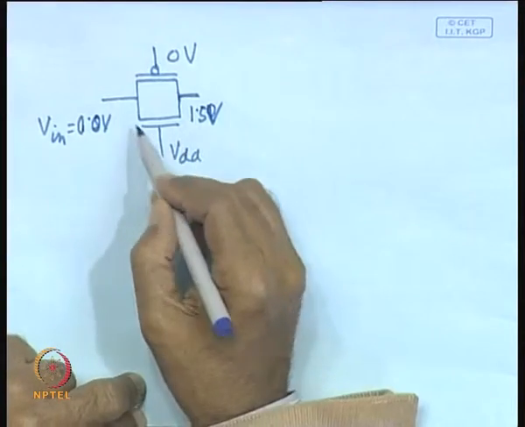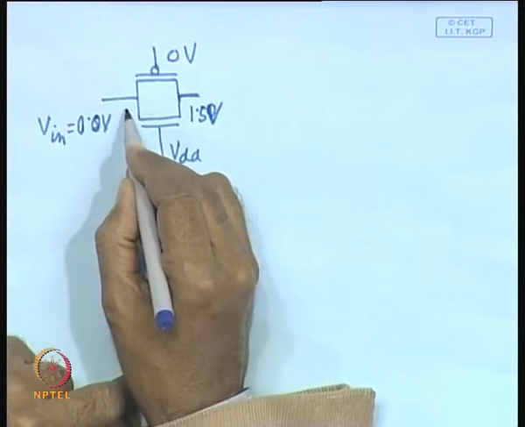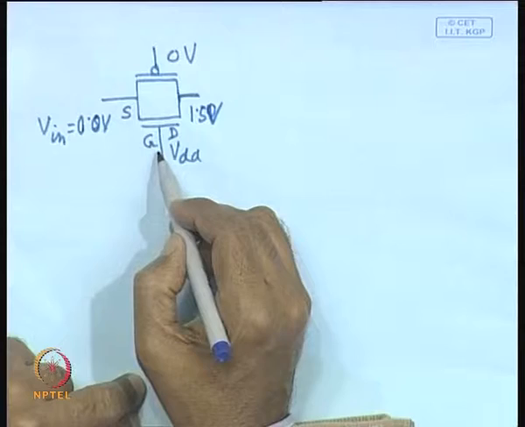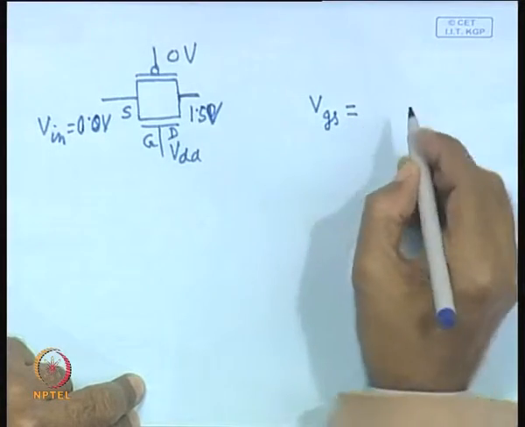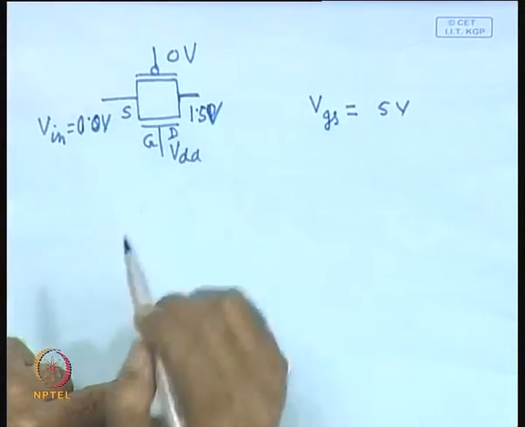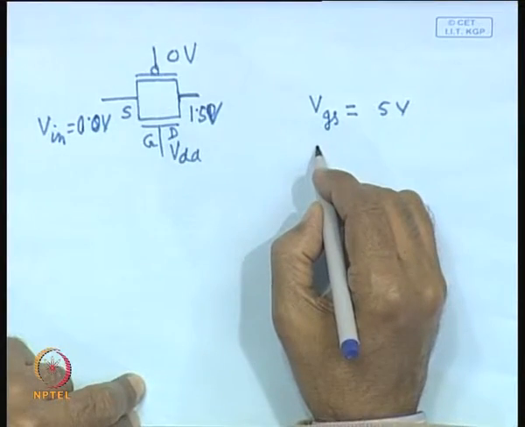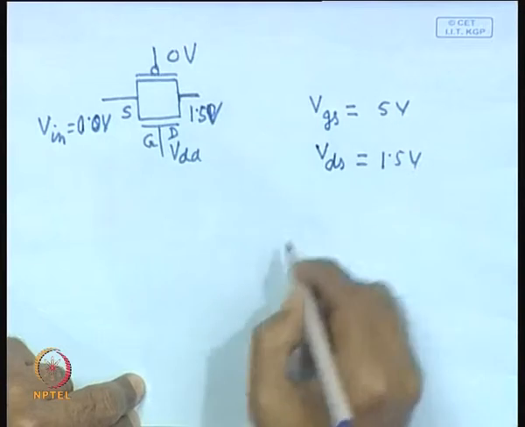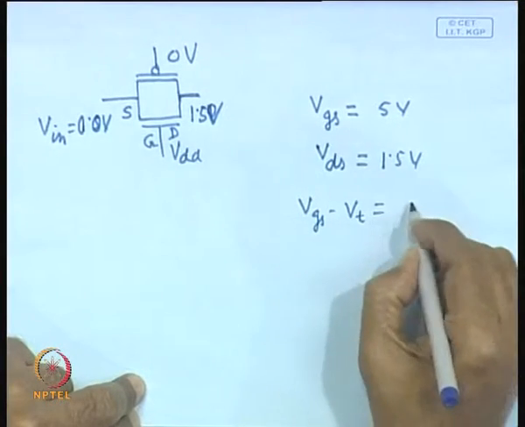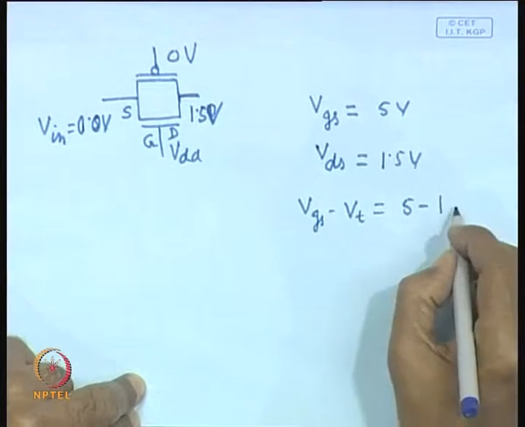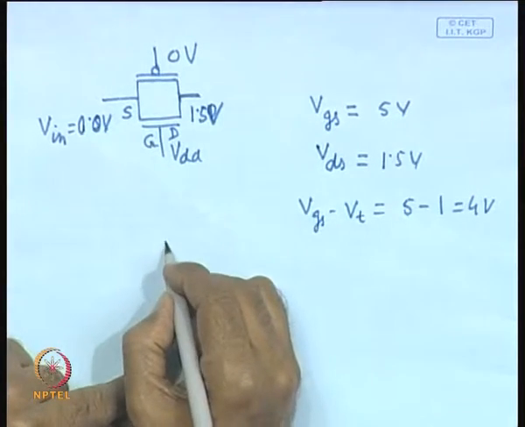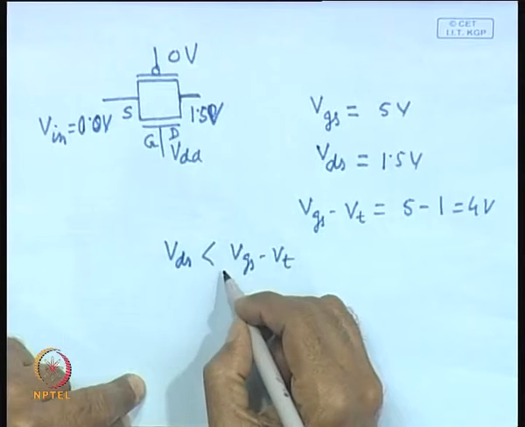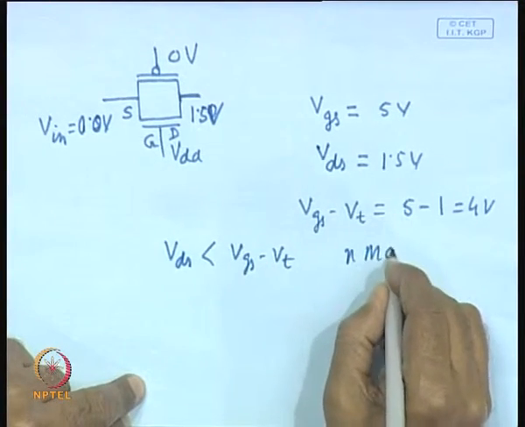Now, here we find this NMOS transistor, we consider this as the source, this is gate and this is drain. Now, what is the gate voltage? Gate voltage VGS is equal to 5 volt, and what is the drain voltage? VDS is equal to 1.5 volt, and what is VGS minus VT? That is equal to 5 minus threshold voltage 1 volt, so it is 4 volt. Therefore, in this case we find that VDS is less than VGS minus VT. So, what is the condition of the transistor? The NMOS transistor will be in linear region.